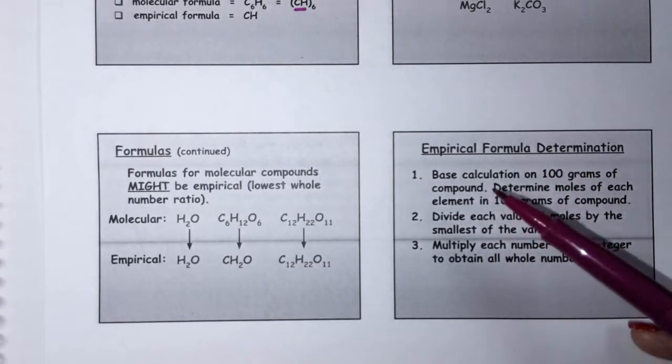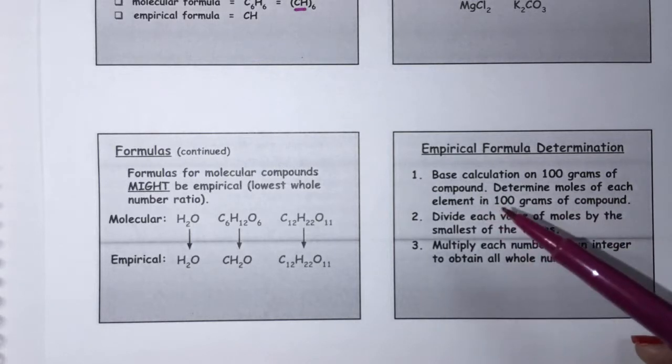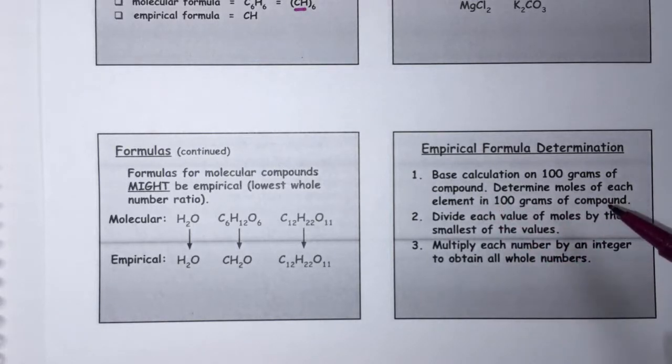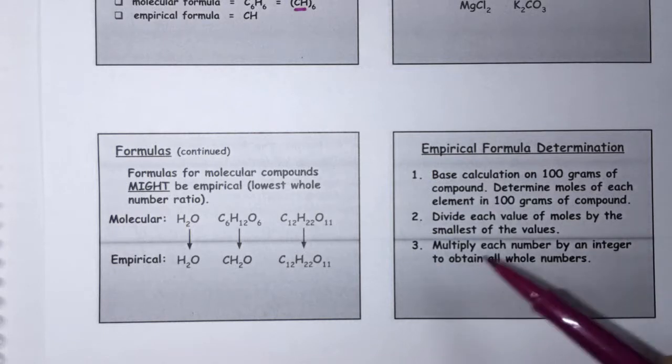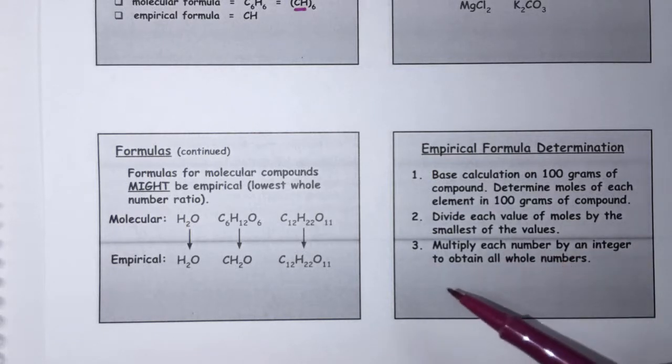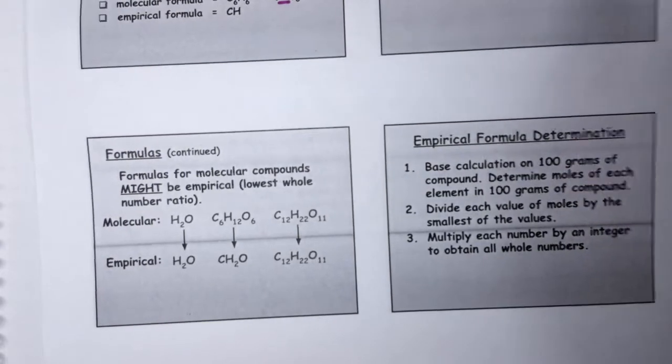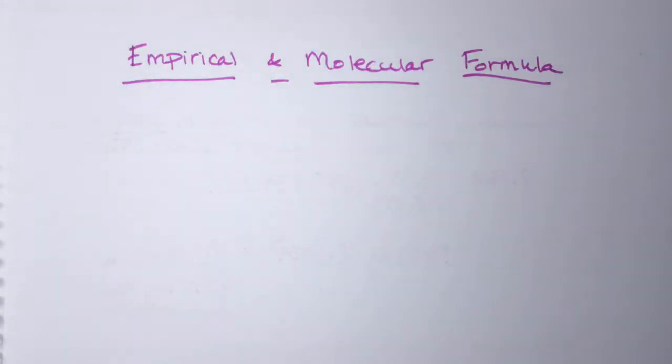First we are going to base all calculations on 100 grams of a compound, and determine the moles of each element in the 100 grams of the compound. Then we're going to divide each value of moles by the smallest of the values, and then multiply each number by an integer to obtain all whole numbers. I know it's a little bit wordy, but it'll make sense once we start doing a practice problem.